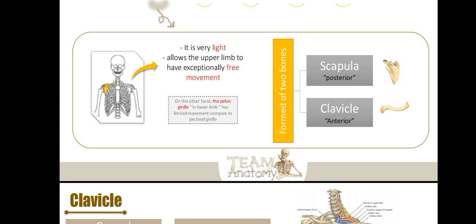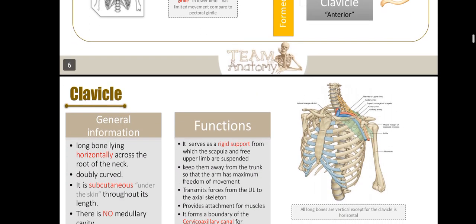Posteriorly, extend your hand and touch your back. When you touch your back, that's the scapula there, all right? Anteriorly, from your neck, go laterally. That S-shaped bone you see there, that's the clavicle.